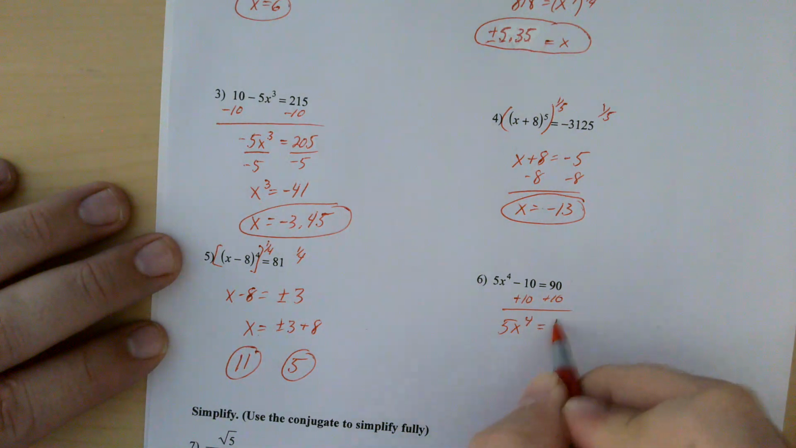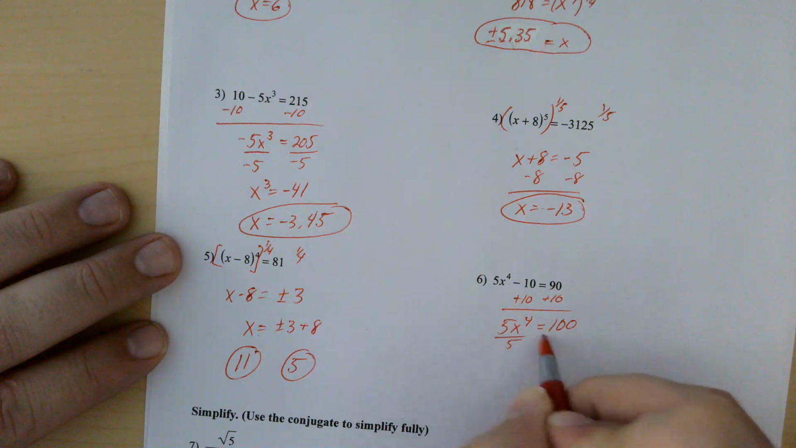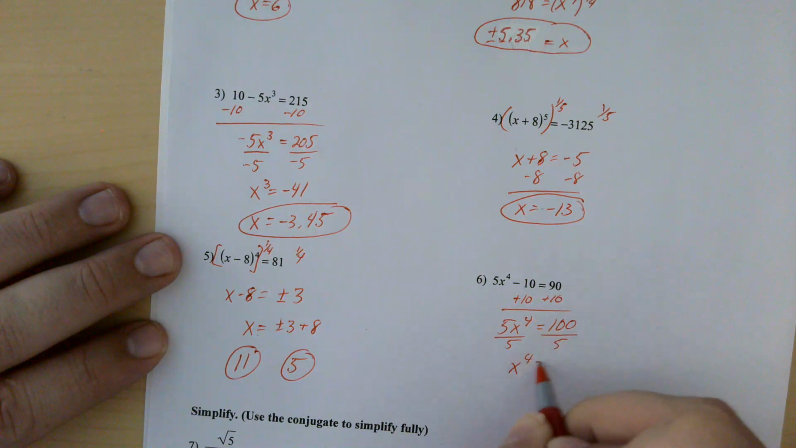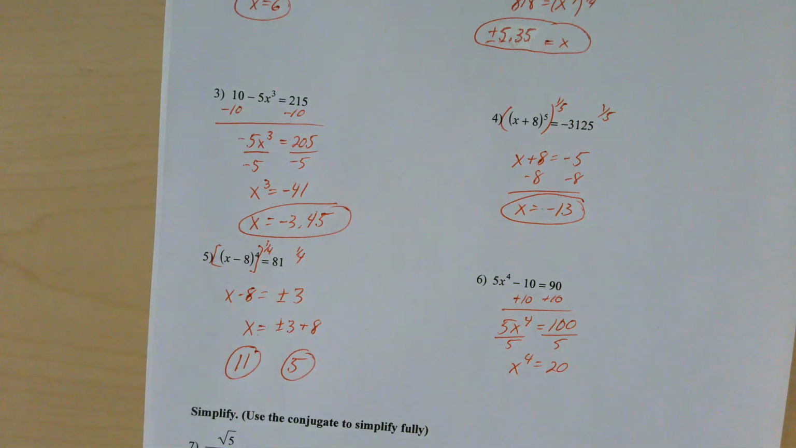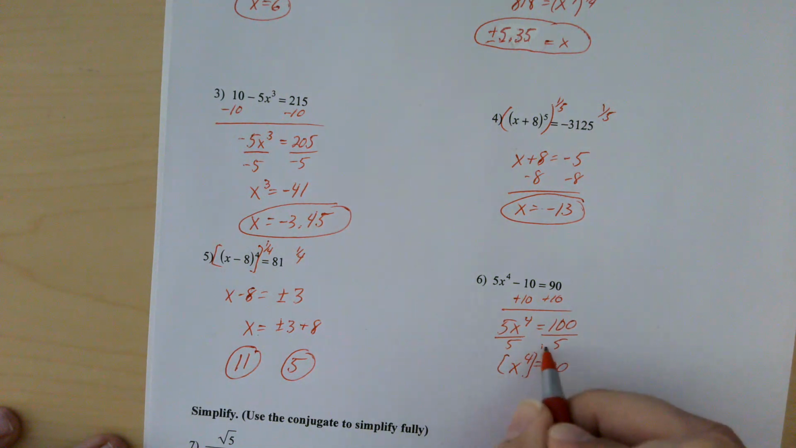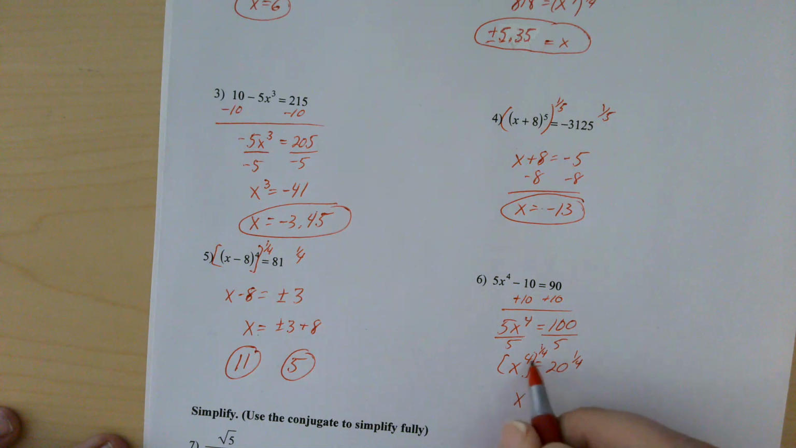5x to the 4th equals 100. I'm going to divide by 5. And then we just need to take the 4th root of 20. So I'm going to raise both sides. I'll show this. And we're going to end up with, that gives us our 1.